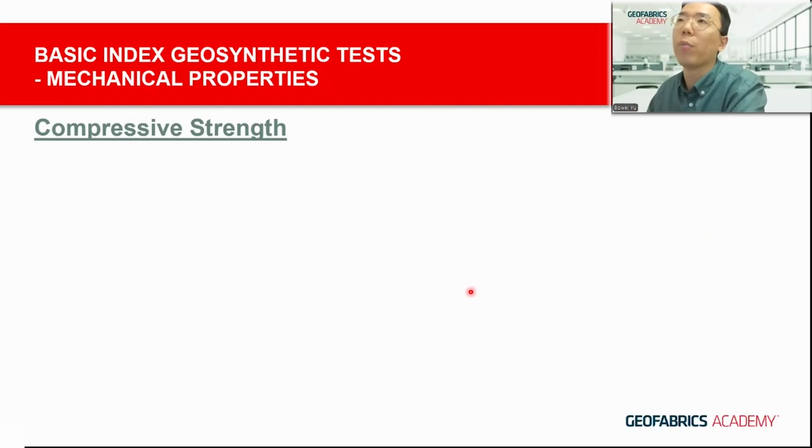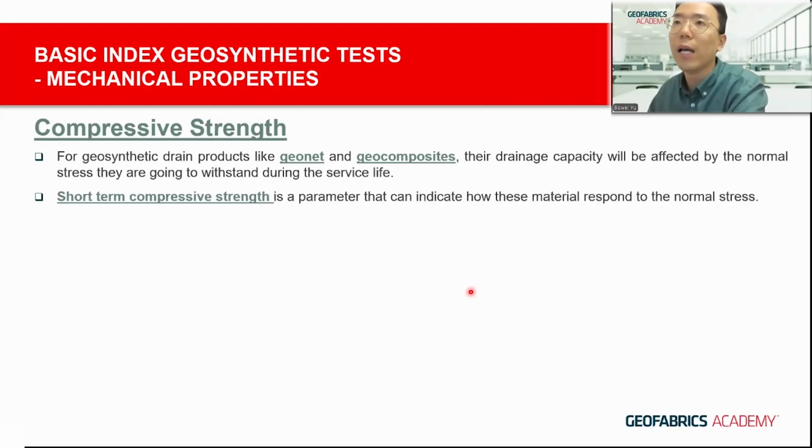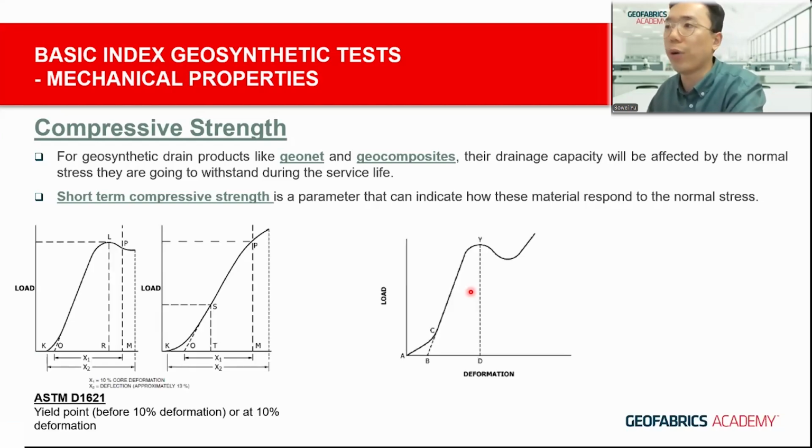The final mechanical property we want to go through is the compressive strength, particularly the short-term compressive strength. This is particularly important for some geosynthetic drain products like the geonet and the geocomposites, because as they are being compressed, their drainage capacity can be affected by the normal stress they are going to withstand. The short-term compressive strength is therefore a parameter that can indicate how these materials respond to the normal stress.